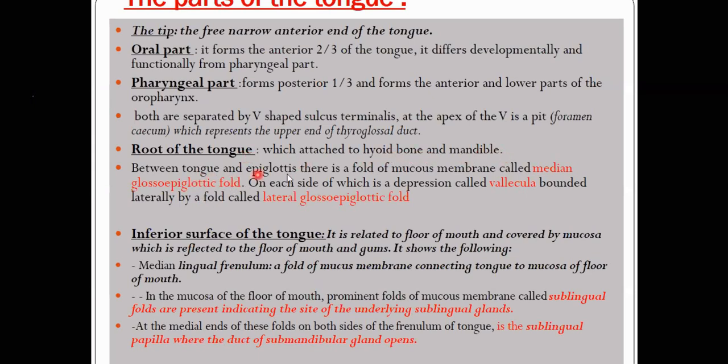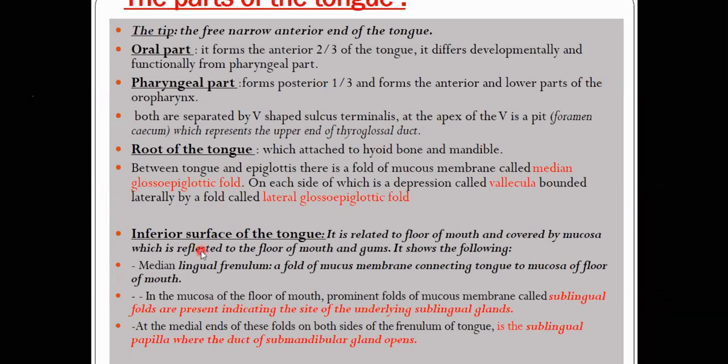Between the tongue and the epiglottis, which is a cartilage behind the tongue, there is a fold of mucous membrane called the median glossoepiglottic fold, on each side of which is a depression called the vallecula, and laterally the lateral glossoepiglottic fold. This will all be clear when you see the picture after this slide.